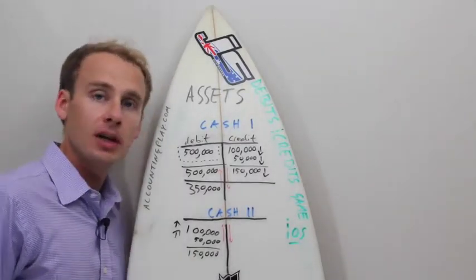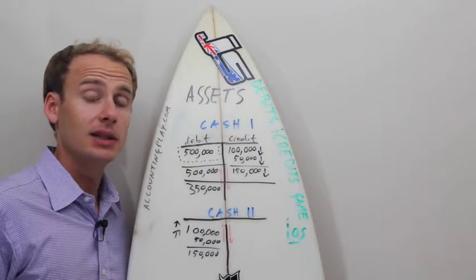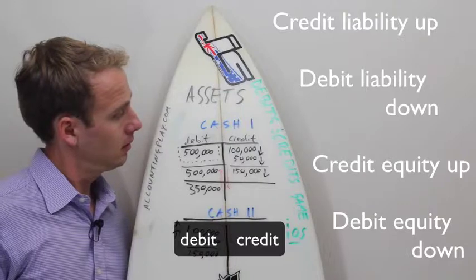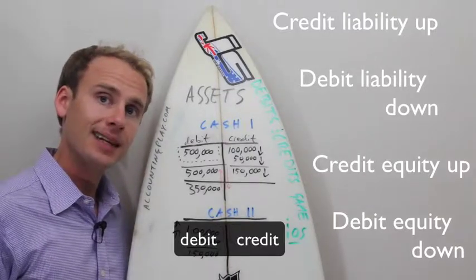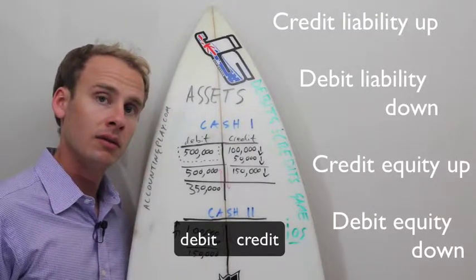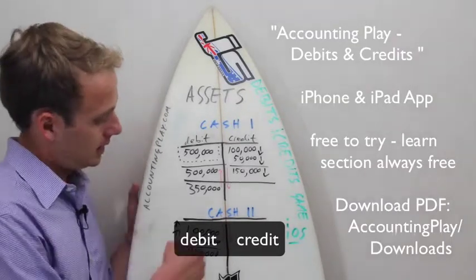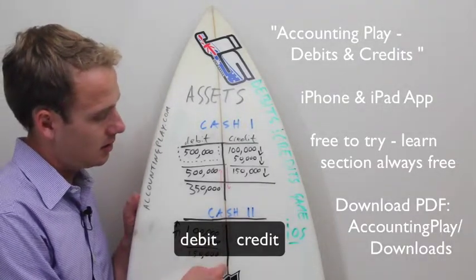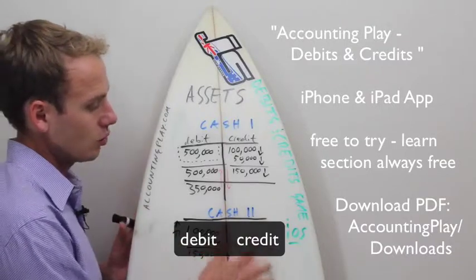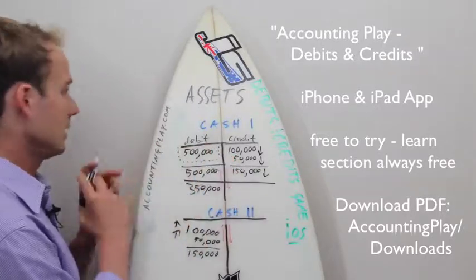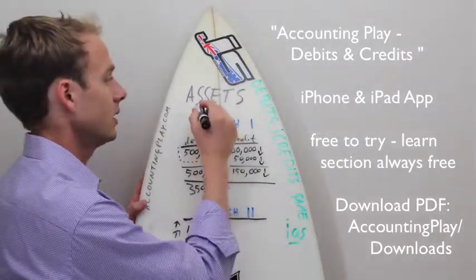Debit cash up, credit down. For liabilities and equity, flip it around. Liabilities and equity, flip it round. Debit side, credit side. Debits, credits, debits, credits. This has been Assets.